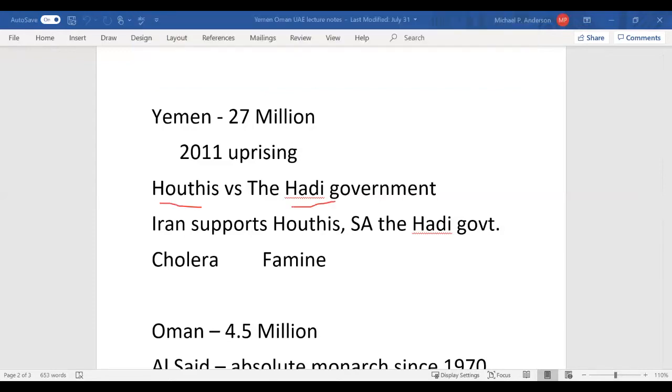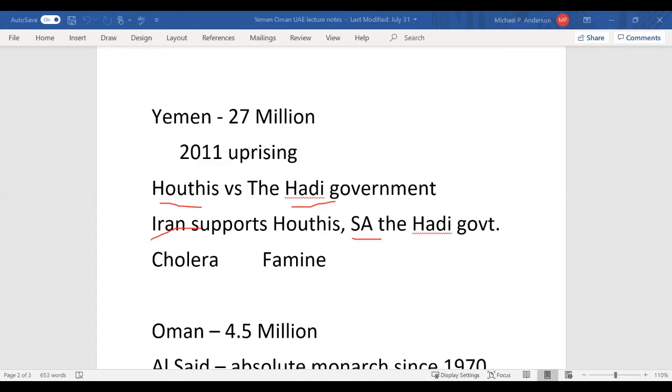Now, remember, we have a Cold War playing out in the Middle East between Iran and Saudi Arabia. So the Iranians are supporting the Houthis, the Saudi Arabians supporting the government. And they have managed to totally destroy the country. There's famine going on. People are starving to death. Cholera is killing hundreds. Cholera, you don't have pure water, you get sick. And that's what's going on with Yemen.